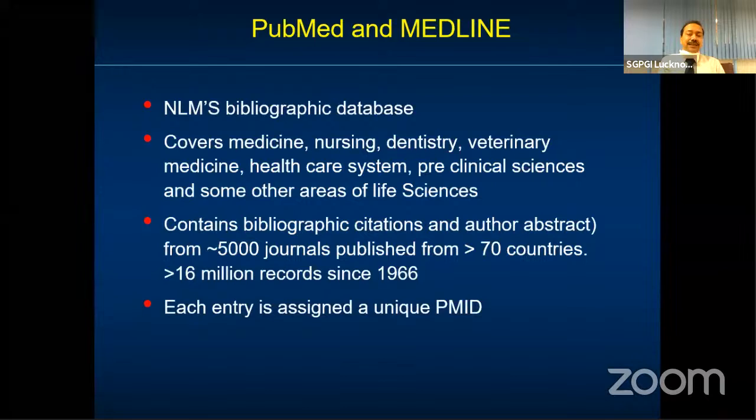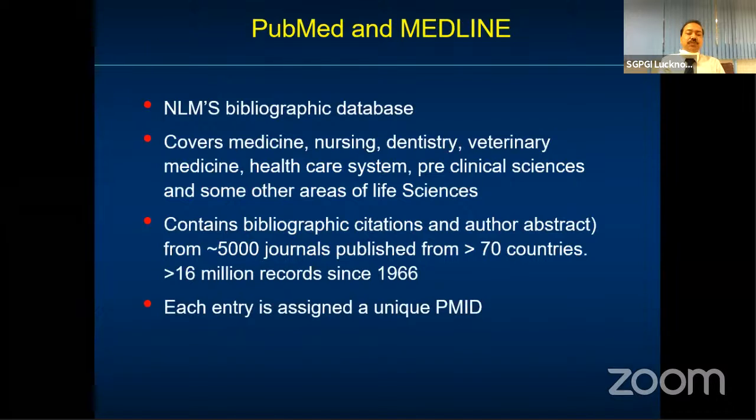It covers medicine, nursing, dentistry, veterinary medicine, healthcare systems, preclinical sciences, and some other areas of life science. Why are we talking about all this? If you are going to look for an article in engineering science, don't search PubMed. For example, if you want to know techniques of artificial intelligence described in an engineering science journal, a PubMed search will not give it to you.